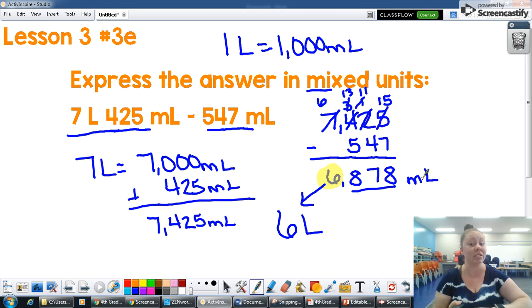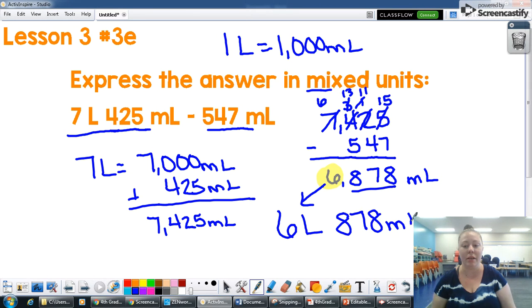That is less than 1,000. So I know I can't change that into a liter. So I have 6 liters and then 878 milliliters. Okay, so that is our answer for number 3E. All right, pause if you need to keep looking at this. I'm moving on.